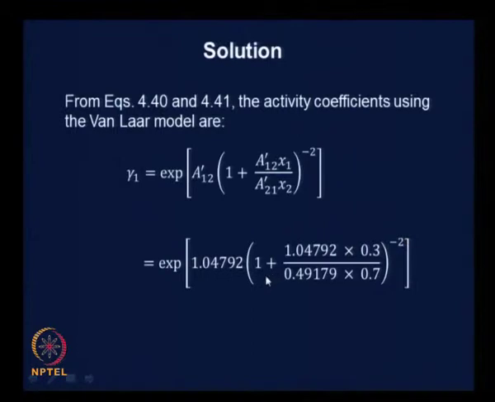If you substitute the values which have been given, it turns out to be exponential of 1.04792 for A12 dash times 1 plus 1.04792 times 0.3, which is the mole fraction of isopropanol in the binary solution, divided by 0.49179, which is the constant A21 dash in this Van Laar model, times the mole fraction of water 0.7. 1 for isopropanol, 2 for water. If you do the calculations, you should get 1.331. So this is gamma 1 for isopropanol in this particular binary system.